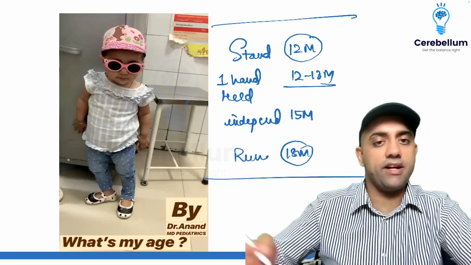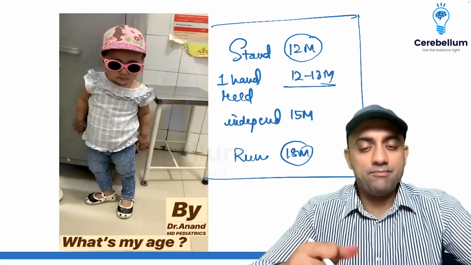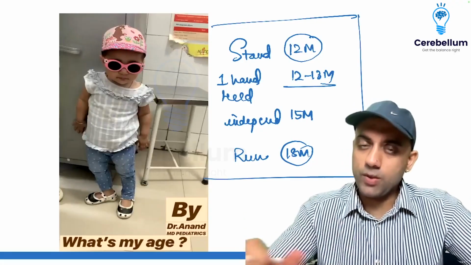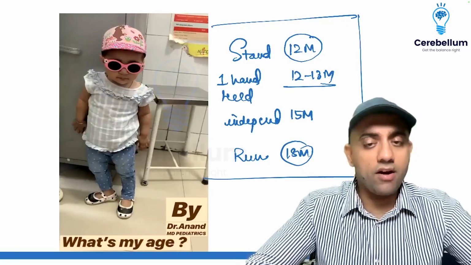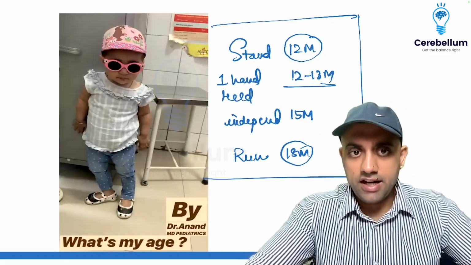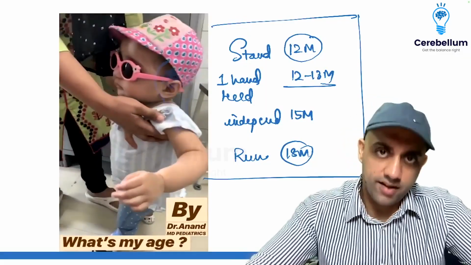So this is important for the exam question. Please remember that a baby can stand by 1 year, and can run by 18 months. At 12 to 13 months he will walk with one hand held, at 15 months independently walk, and at 18 months he is going to run. So this child is kind of running. I think this baby definitely is 1.5 years plus. Next question.